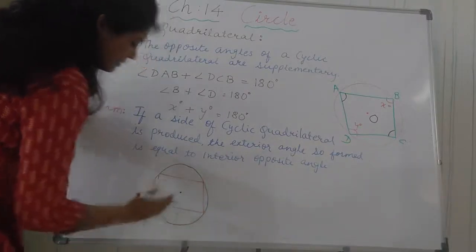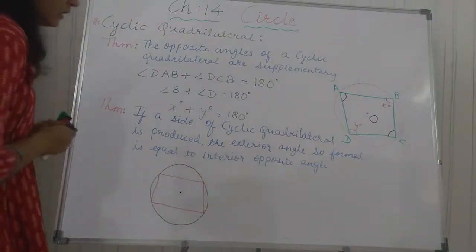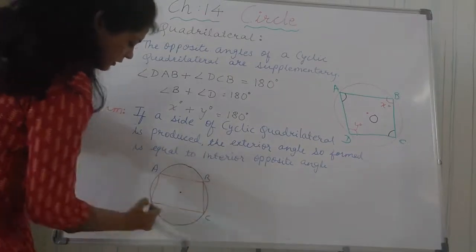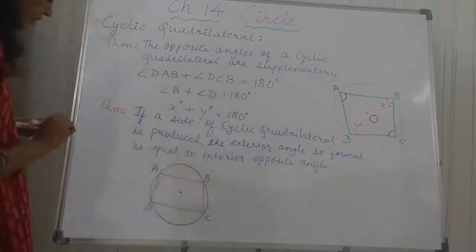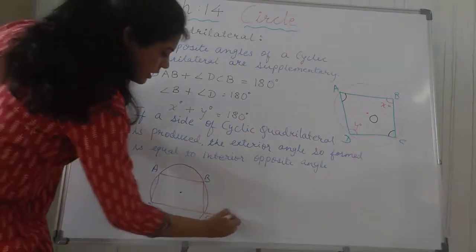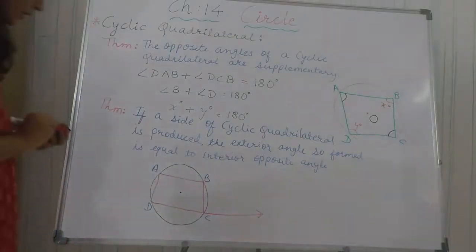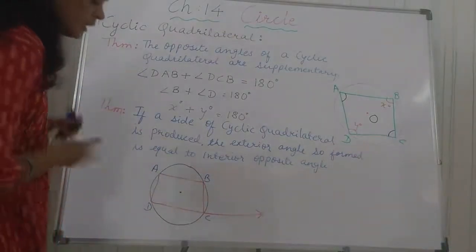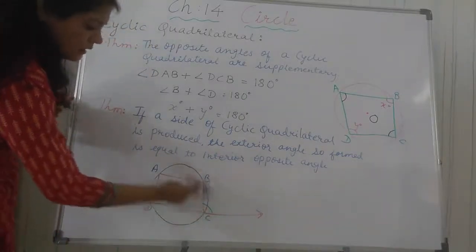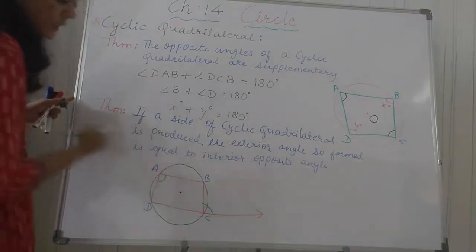Now suppose the names I am giving here, the names of the quadrilateral as A, B, C, D, right? A side is to be produced. It means I am producing it here like this. Okay, so the exterior angle so formed. Here you can see this is the exterior angle formed here. This angle is always equal to the opposite interior angle.